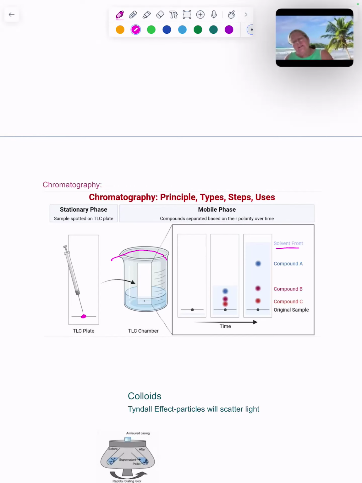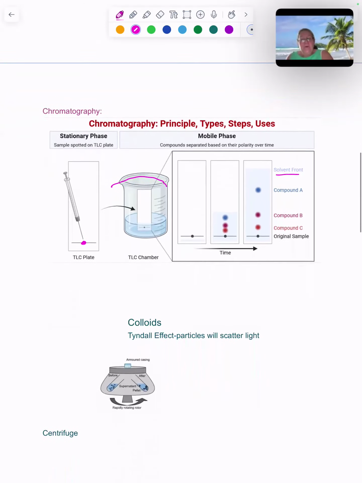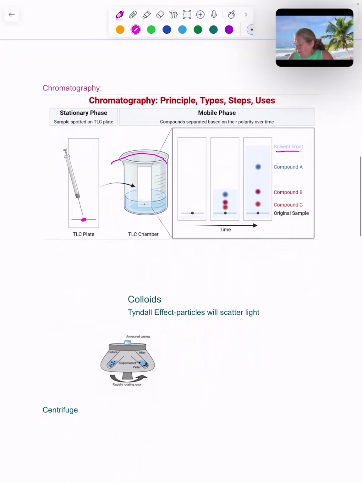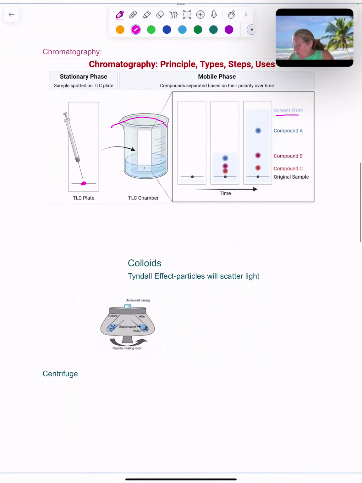Now, colloids are a little interesting. Remember, colloids show the Tyndall effect. The particles will scatter light. One of the ways we separate colloids, like blood, is by centrifuging it. We're going to enhance gravity a bit here and spin it down. The larger particles are going to go to the bottom, and the supernatant, the liquid, on top. This is how we separate blood cells from plasma.